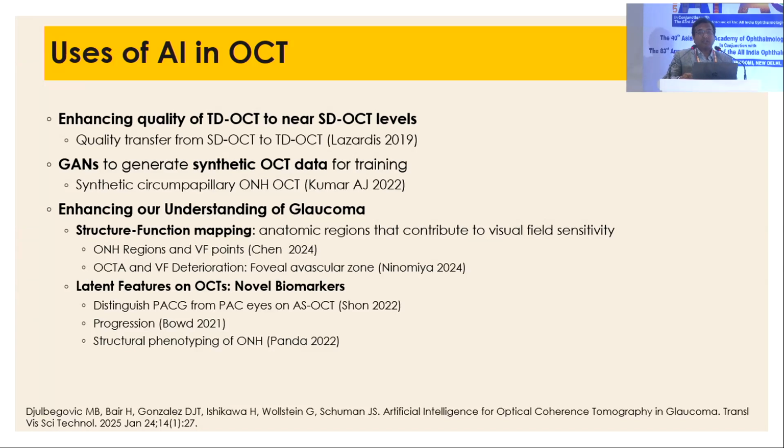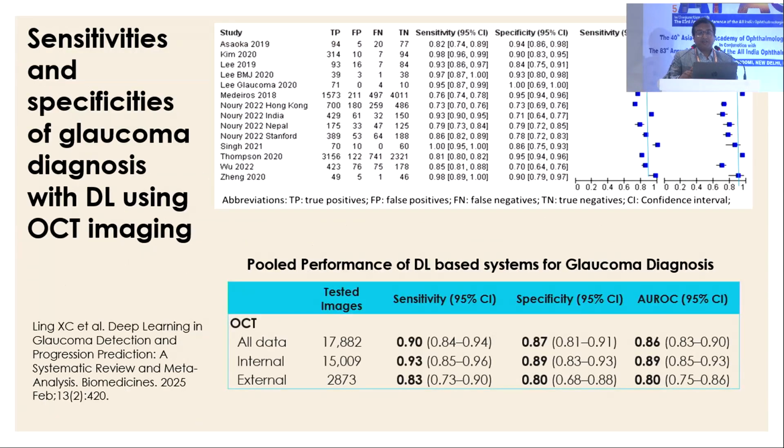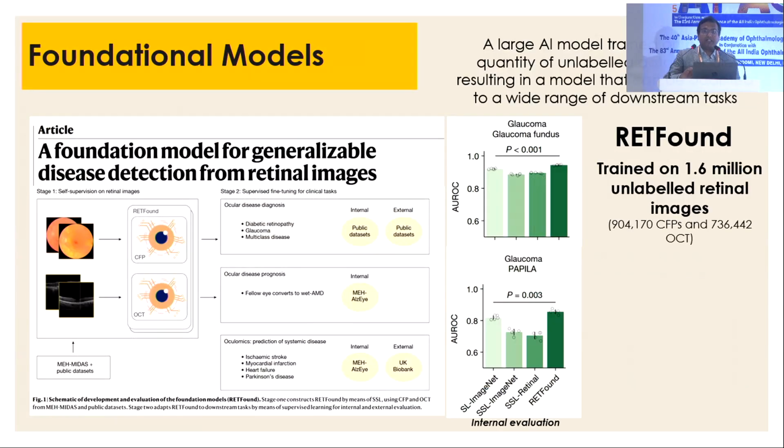And one of the very interesting use cases is enhancing our understanding of glaucoma, identifying the relationships between structure and function. So which of the visual field points is mapping to which part on the optic nerve head, and can we use OCT angiography to predict visual field deterioration over time? And novel biomarkers using OCT data are also being recognized. The sensitivity and specificity for OCT has been found to be over 90% in this meta-analysis, which has used OCT for various endpoints.